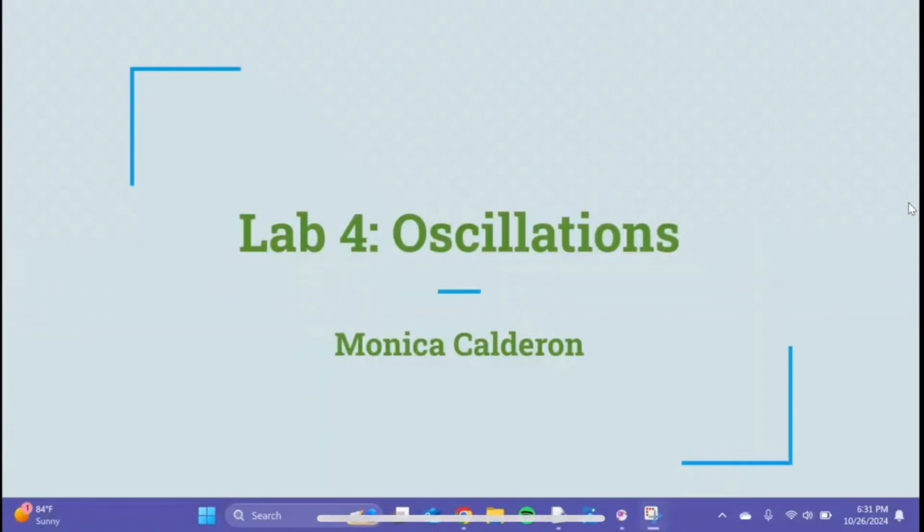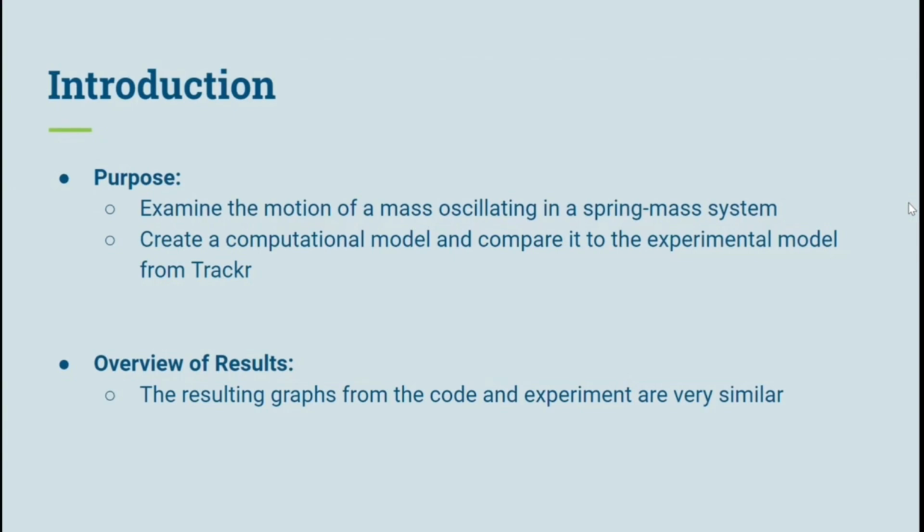Hello, this is Lab 4, where we examine oscillations. The purpose of this lab was to examine the motion of a mass oscillating in a spring mass system. From that data, a computational model was created and compared to the experimental model from Tracker. The resulting graphs of the computational and experimental models were very similar.